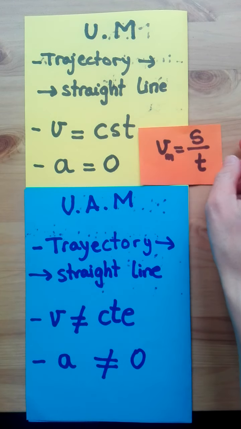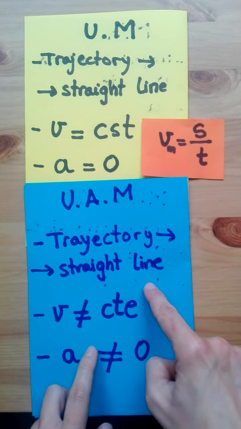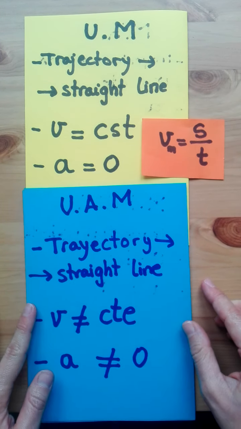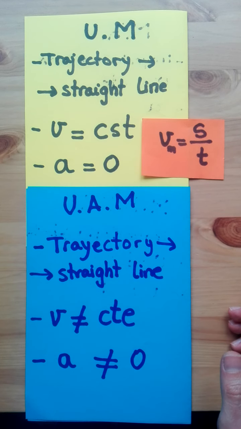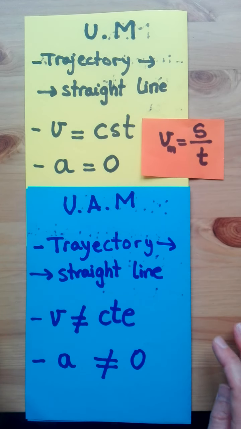So we have the mean speed, you know that is the distance traveled divided by the time. In the uniform motion, the mean speed is going to be the same as the instantaneous speed in every instant. During the whole movement, the speed is going to be the same. While in the uniformly accelerated motion, we are going to have a mean speed, okay? But this mean speed is going to be different to the instantaneous speed, because in every instant we are going to have a different speed. The speed is changing, okay?